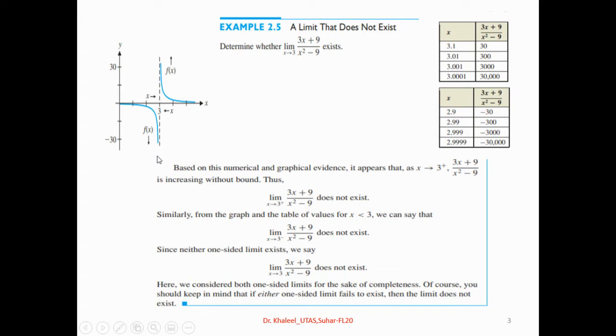So therefore, this goes on decreasing. So that's the reason that you see this graph and this table. Right hand limit does not exist, left hand limit does not exist, definitely the limit does not exist. So you have to be very careful that limit exists means you get a real number. Limit does not exist means increasing without bound, decreasing without bound.